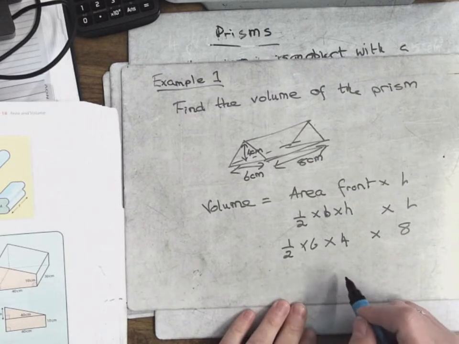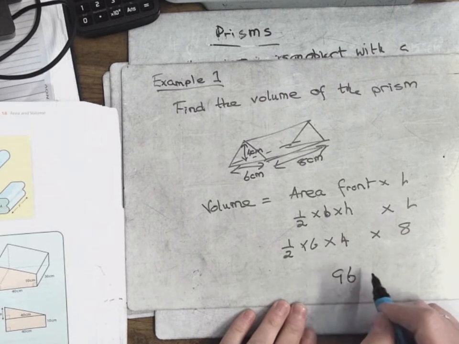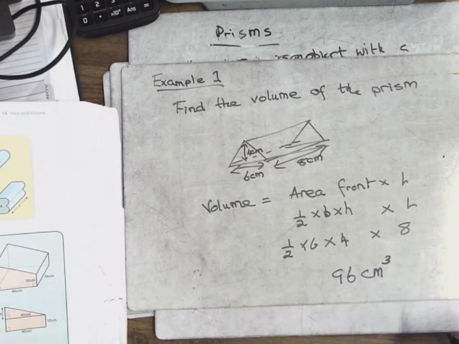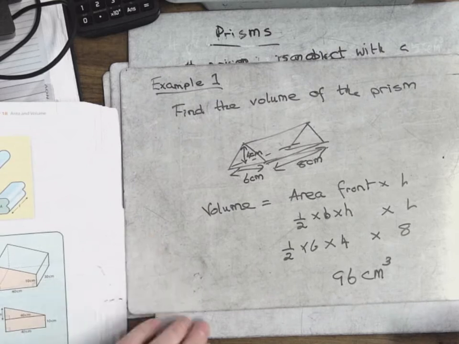3 4s are 12, 8 12s are 96, and it's a volume, so it's centimeters cubed. Is that okay? Example 2.